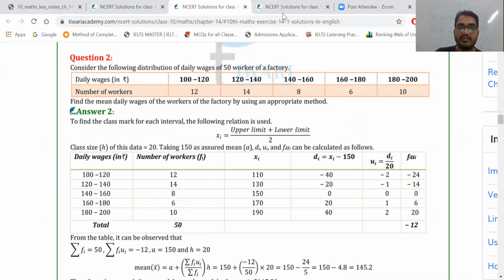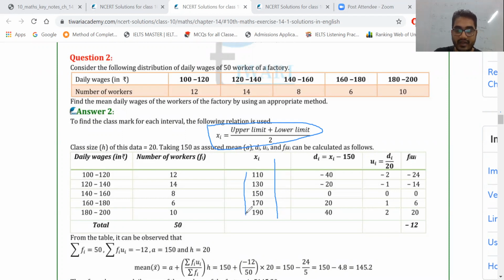Now the formula for this xi, as we know already, is upper limit plus lower limit upon 2. So that is how we'll get the class mark. As you can see over here, it is upper limit plus lower limit upon 2. Now to get xi, 100 plus 120 is equal to 220. 220 divided by 2, so we are getting 110. And similarly, with the difference of 20, all the answers are there.